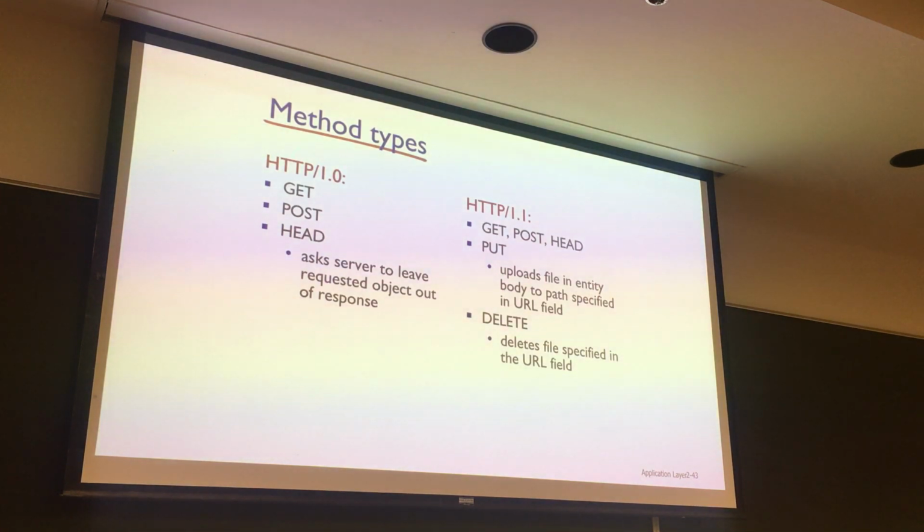In HTTP 1.0, there's also a head method that just asks the server to respond with the header and leave out the body of the message, the HTML file. And in HTTP 1.1, you also have a new method called put. Basically, it uploads a file in the entity body. Let's say you are asked to upload a Word file, it can be encoded and uploaded to a server using this put method. There's also a delete method that allows you to delete the file specified in the URL.